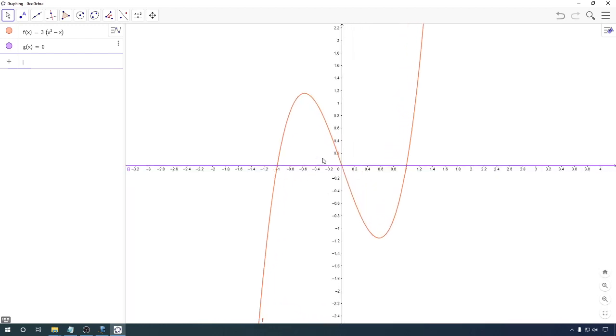But notice here that our cubic actually intersects the x-axis multiple times. And so the area that they're looking for is any area that is completely bounded by these two curves. That would be this region here and this region here. And we're asked specifically to find an area.